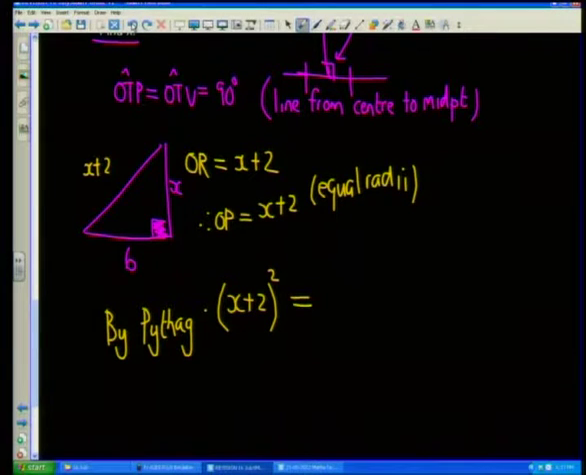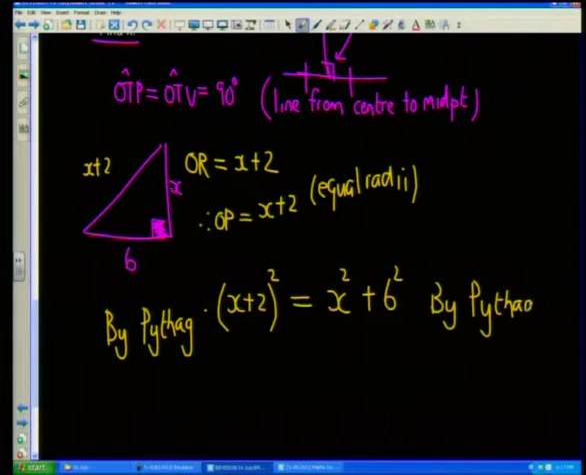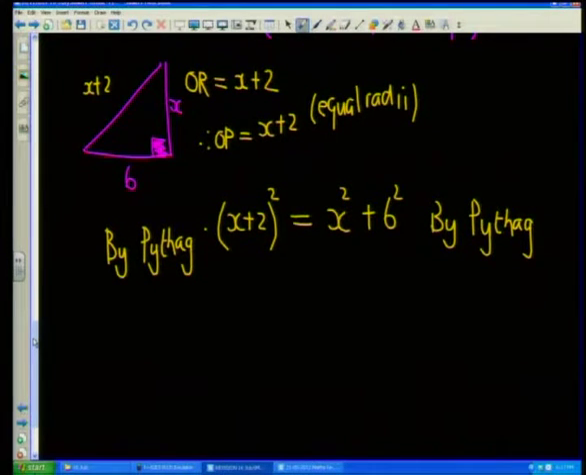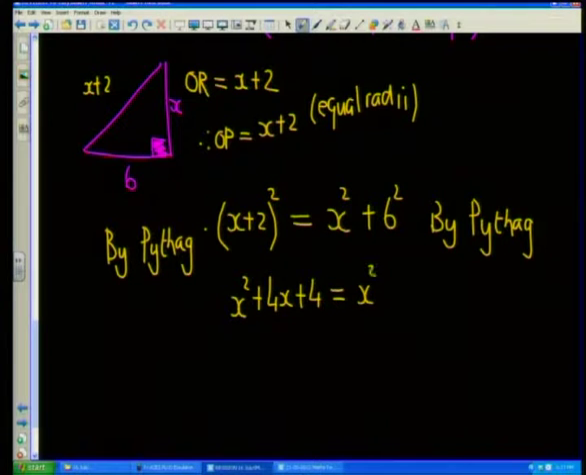Goodness, that just disappeared. Okay, so it's going to be x squared and 6 squared. So this, guys, is by Pythag. Again, I'm giving credit because that's a geometrical reason. So I'm going to get, squaring this out, x squared plus 4x add 4 is equal to x squared add 36. And of course, our x squareds are going to cancel.